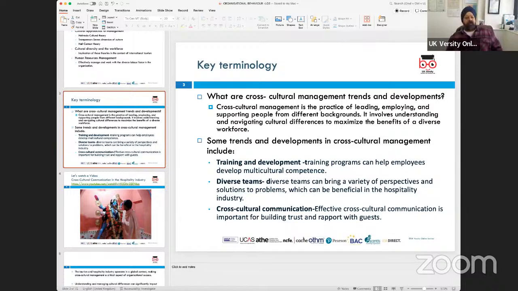So it talks about cross-cultural management trends. What are these cross-cultural management trends? That is the first thing that we want to understand. So when we talk about cross-cultural management trends in the context of hospitality and tourism, what we are looking at is dealing with, leading, employing and supporting people working across from different backgrounds within a particular organization. As an example, we discuss Marriott and Hilton hotels, two examples taken across the unit to discuss certain aspects.